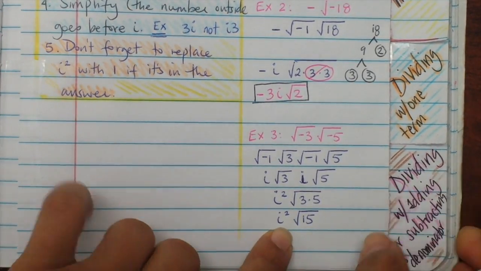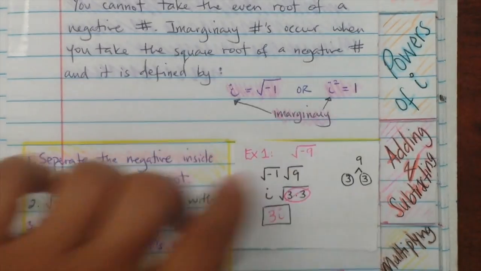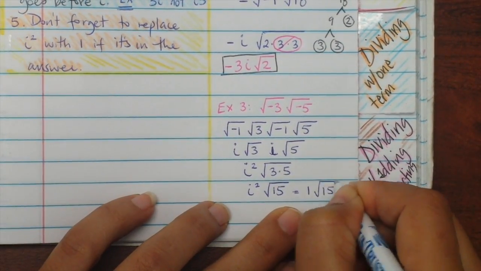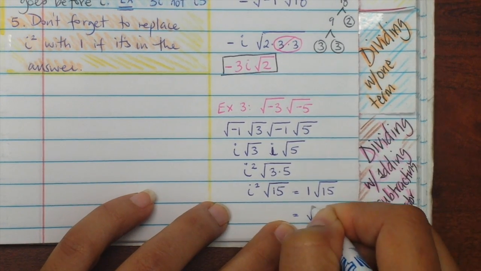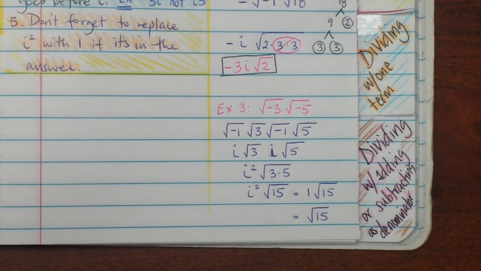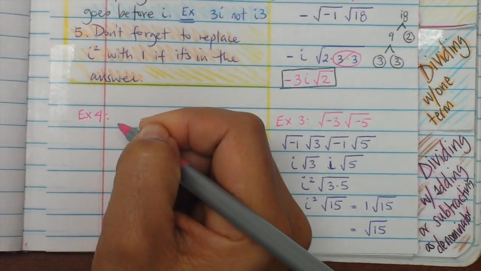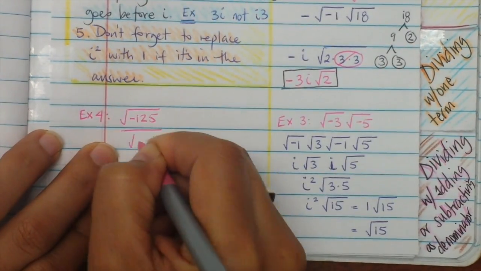Don't forget to replace i squared with negative 1. See, there's an i squared there, because i squared is equal to negative 1, or the radical of a negative 1 is equal to i. So negative 1 times radical 15 is negative radical 15. That's going to be a really big thing. Make sure you look at your answer and make sure there's no i squared, because i squared is equal to negative 1. Let's take a look at one final example.